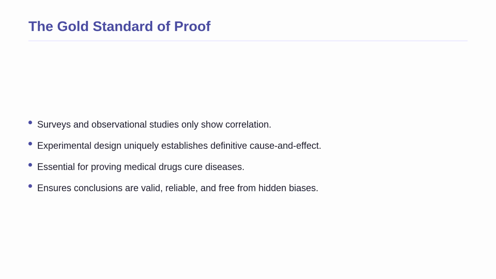Why is this strict level of control so incredibly important in research? The primary power of experimental design is its unique ability to establish definitive cause and effect relationships. While other research methods, like surveys or observational studies, can only show that two things are related through correlation, rigorous experiments can prove that one thing actually causes another. It is the absolute gold standard of scientific proof, essential for everything from proving a new medical drug cures a disease to verifying a new engineering material is stronger.